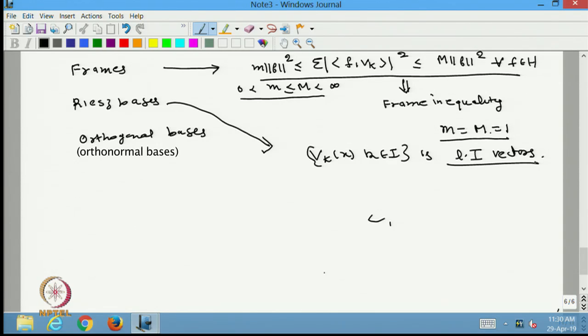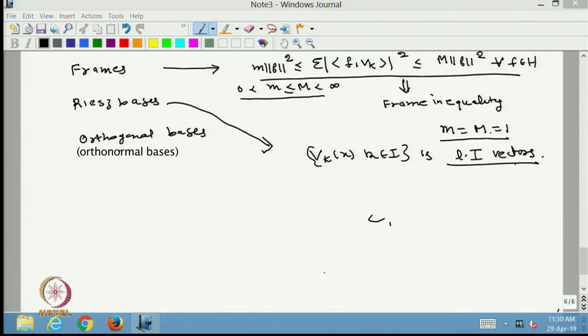Okay. Of course, again let me make one more point. This vector does not mean that these are really vectors. Vectors means these are elements of a vector space, which can be functions as well. So, what is the difference between frames and Riesz basis? Riesz basis also satisfy the frames inequality. The only difference this time is that Vkx will be linearly independent vectors, while in frames Vkx can be linearly dependent vectors. Okay.